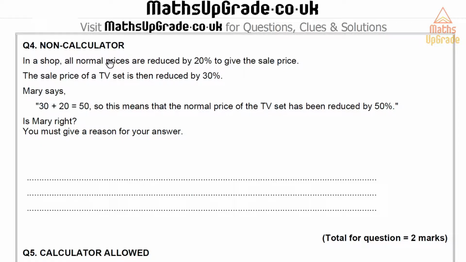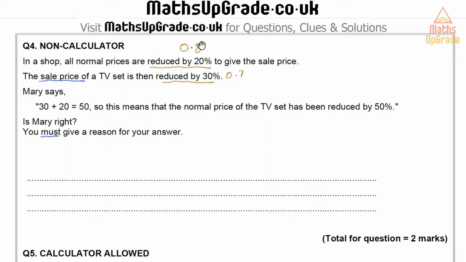This is saying prices are reduced by 20%. So if you take 20% off, then you're left with 80% of what you started with. So the multiplier here would be 0.8. Same thing here. If you're reducing by 30%, then 100% take away 30% would be 70%. So the multiplier here is 70%.